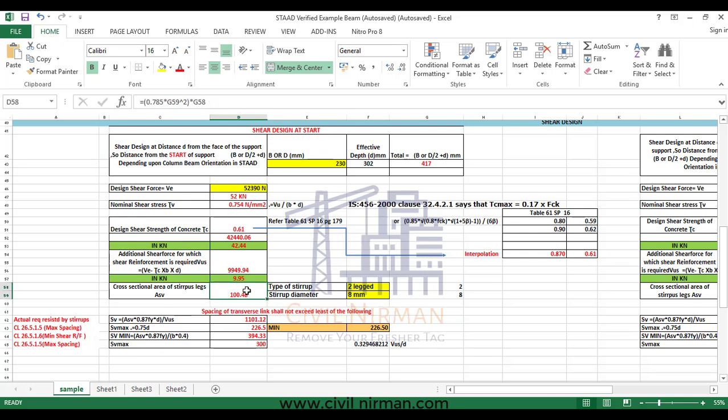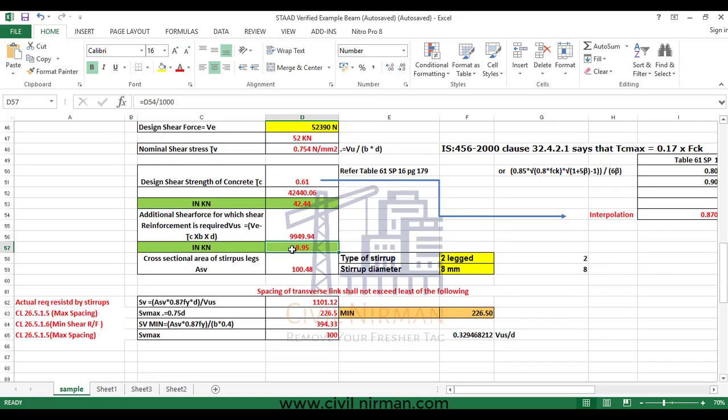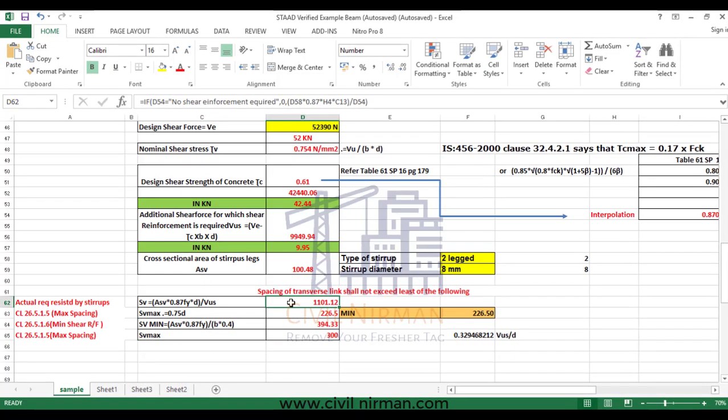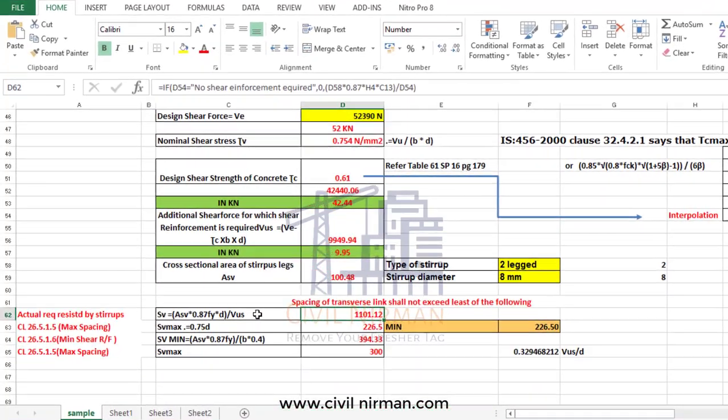Now see, for the stirrup spacing, or for the additional shear reinforcement that we got as 9.95 kilonewton, you have to work out your spacing. So there is an equation in your code. You can refer to clause 26.5.1 for further detailing, right? Based on this, for this particular amount of force I have worked out the spacing. Now STAAD will consider these 4 criteria, that the spacing of transverse links shall not exceed the least of the following. So your spacing is ASV into 0.87 fyd upon VUS.